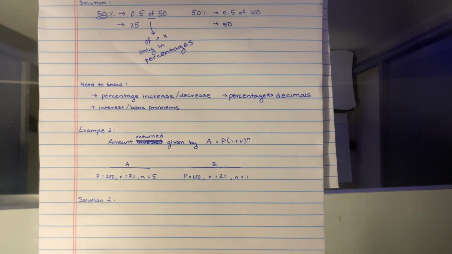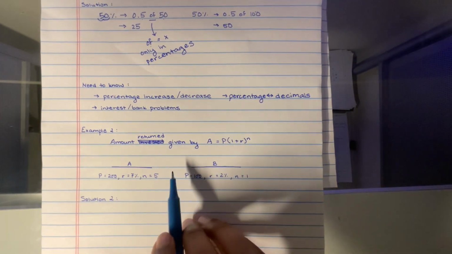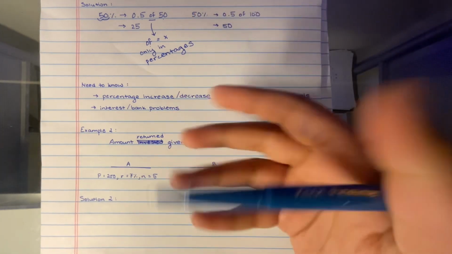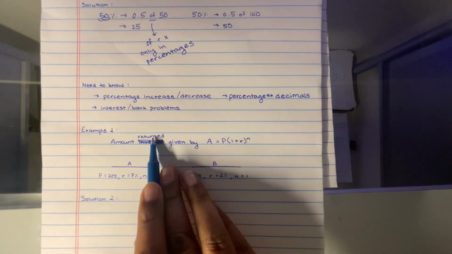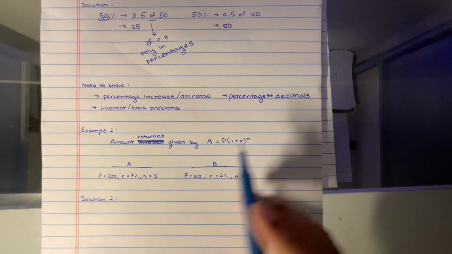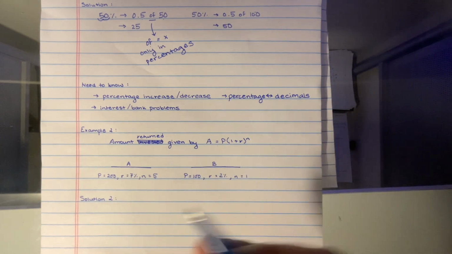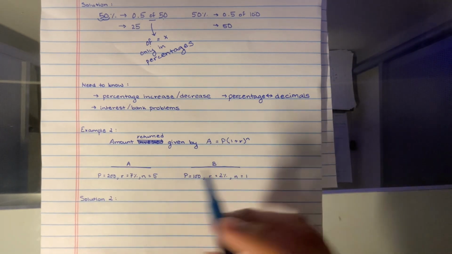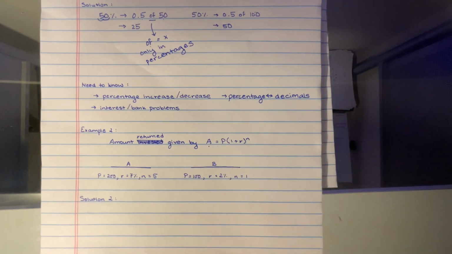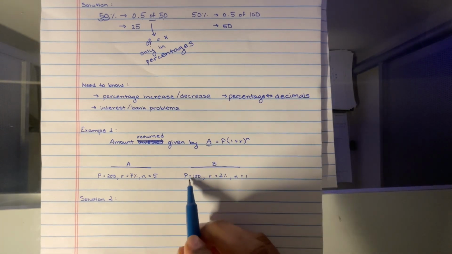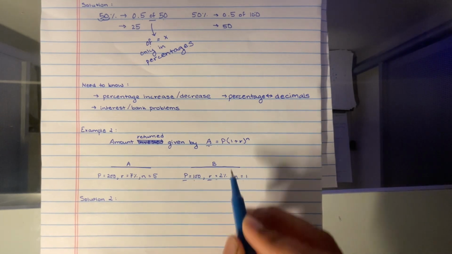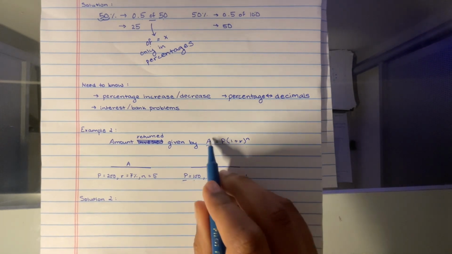So here is example 2. The amount returned is given by, so this is like at some bank. I haven't written a lot, but usually they'll have a huge paragraph. So the amount returned given by A is equal to P times 1 plus R to the power of N. What you notice is that we're trying to find A. This is the amount returned in an investment bank, whatever bank you're investing in, this is what you get. This is principal, rate, time, but you don't need to know that. Just plug all of this into this equation and you'll get A.